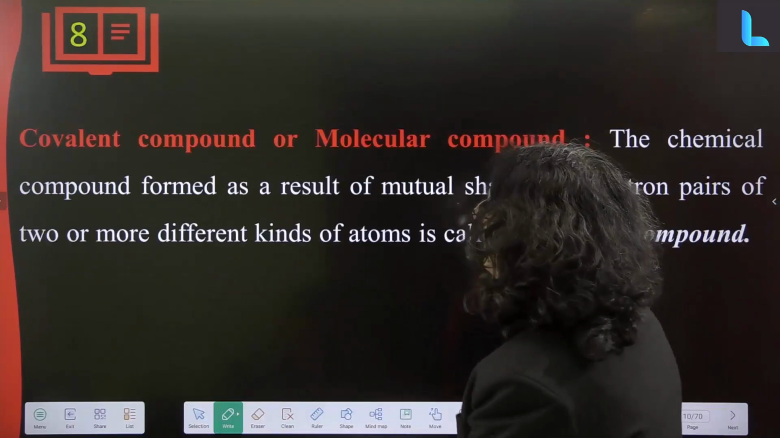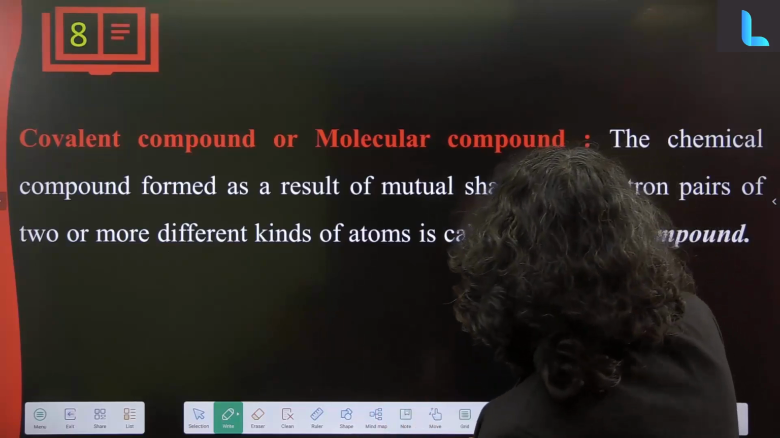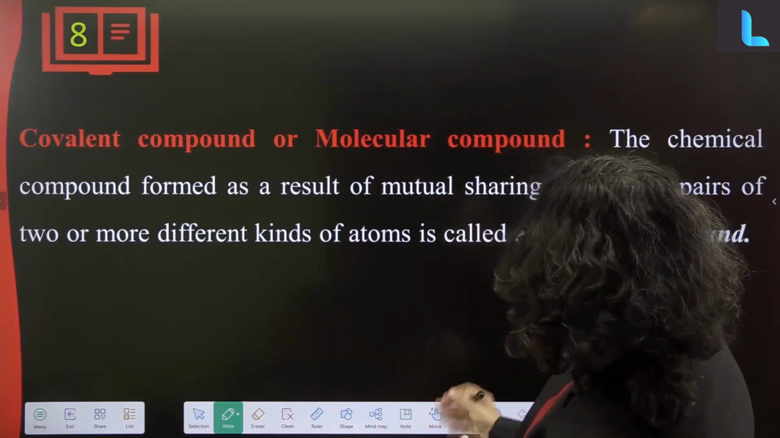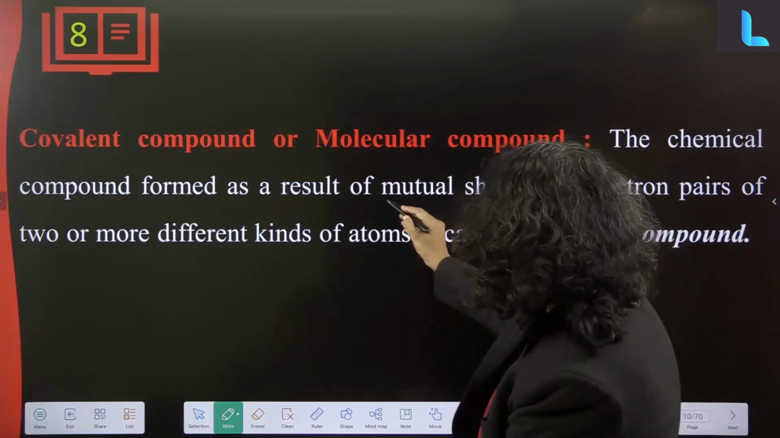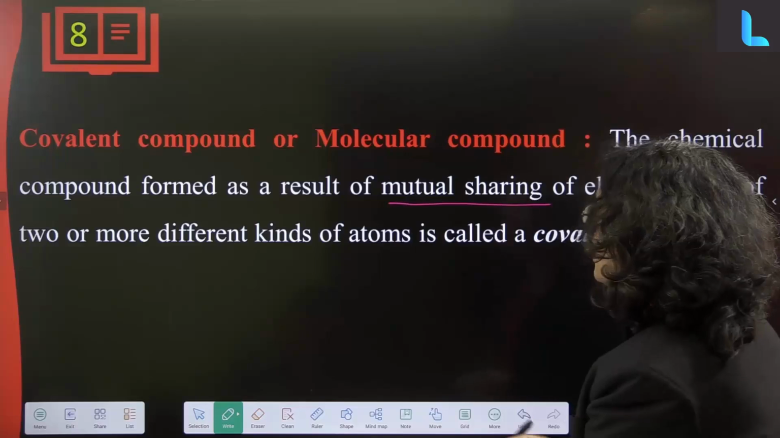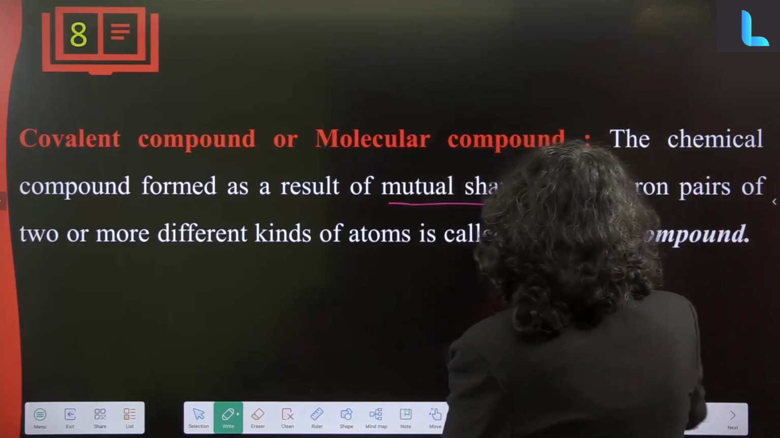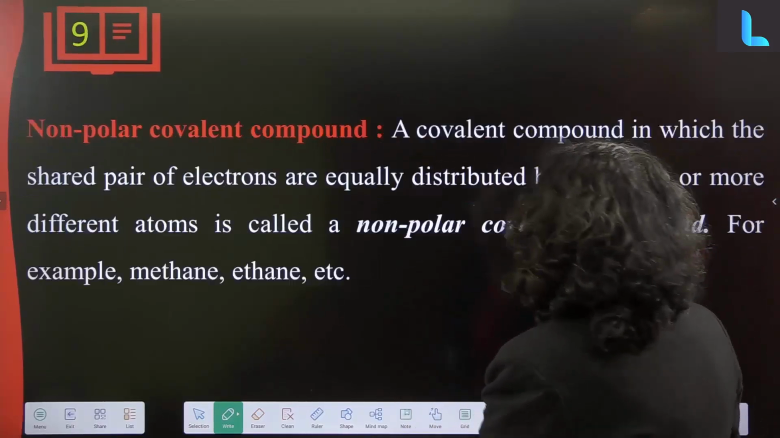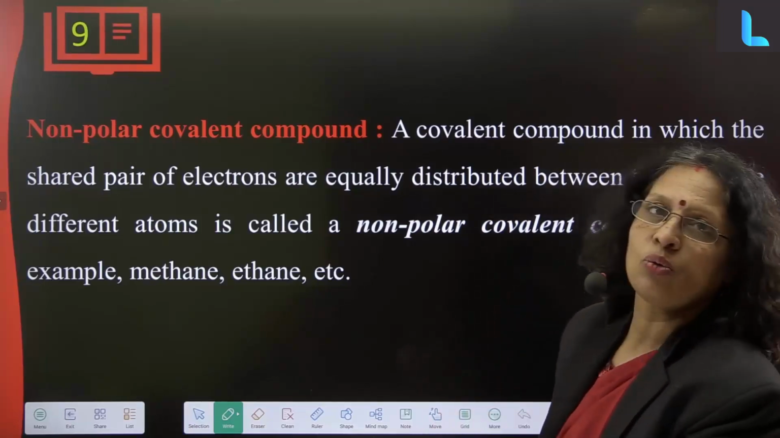Okay. Next we are seeing what is a covalent compound or molecular compound. The chemical compound formed as a result of mutual sharing of electron pairs. Just now we have seen what mutual sharing of electron pairs is. Two or more different kinds of atoms forming it is called a covalent compound. Okay. What is a non-polar covalent compound?